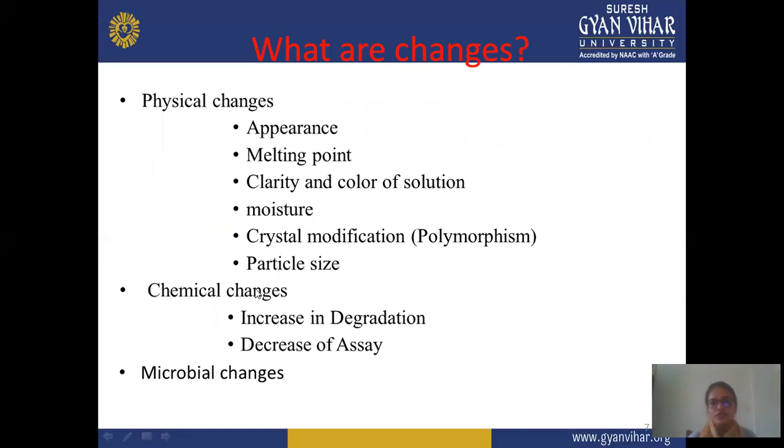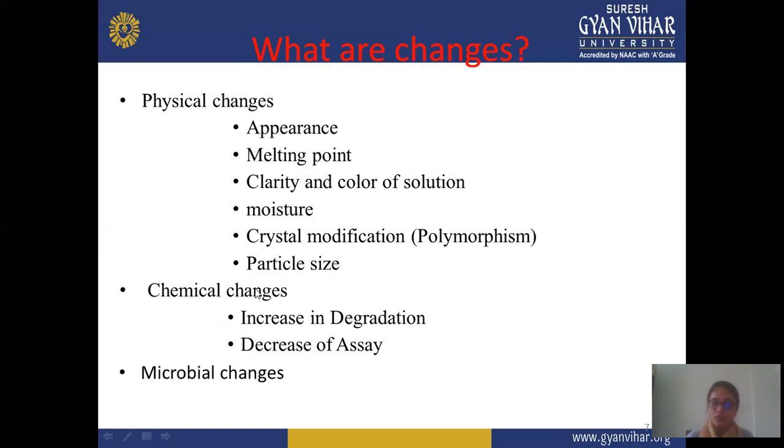Next, what are the changes you majorly observe in your formulation? These are physical change, chemical change, and microbial change. You know that physical change means maybe the color, odor, or taste changes. And this physical change class is again further divided into different parts, like appearance. Appearance means the formulation changes its appearance. Suppose it's in a transparent or solid state, then it will convert into semi-solid or liquid, and the appearance is also not the same as the previous one.